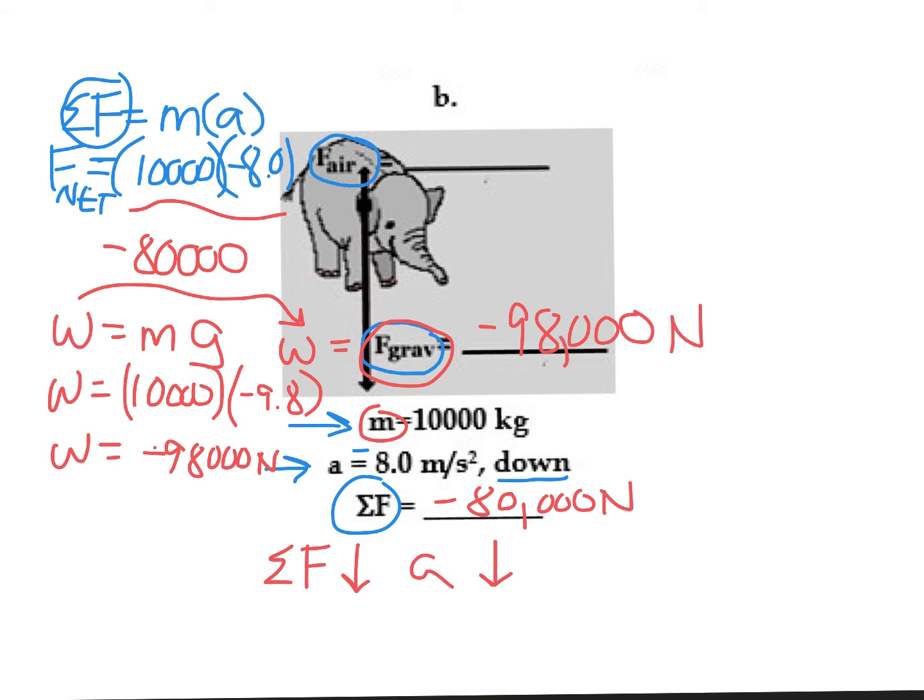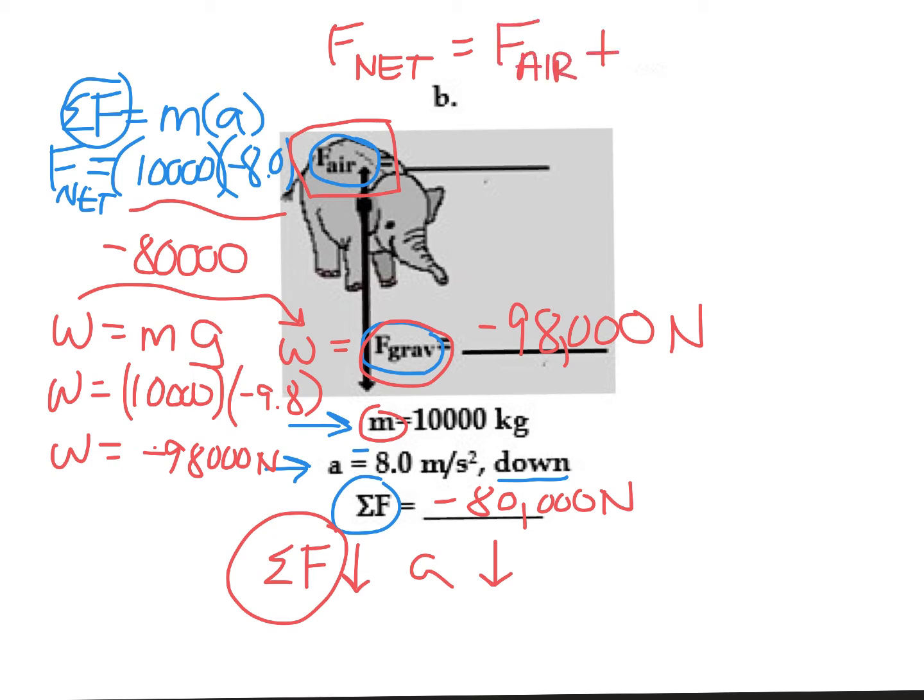All right, so now that I have all this information, how am I going to figure out the air resistance? Well, keep in mind what net force means. Net force, or sigma F, however you want to look at it, is always the forces added up together. So that's going to be the force of air resistance plus the force of gravity. Now, I already know a couple pieces of information of that. Do I already know the net force? Yes, it's negative 80,000. Do I know the force of air resistance?